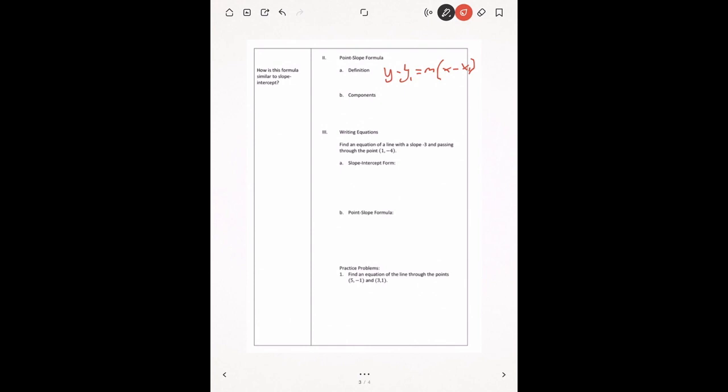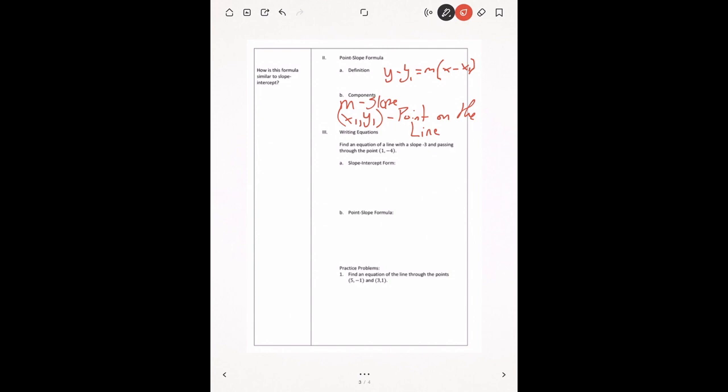Every equation we write, we want it to be in y equals mx plus b. But this point-slope formula is going to help us out with that. In this formula, m is just the slope. We've seen this before. And then x1 and y1, these actually are coordinate points. This is just a point on the line.